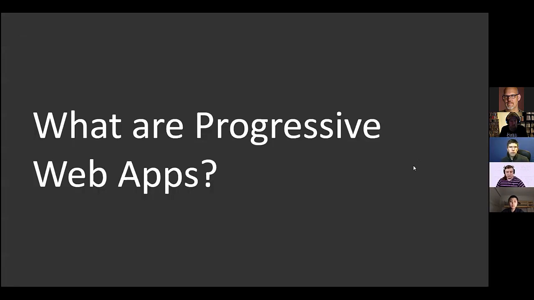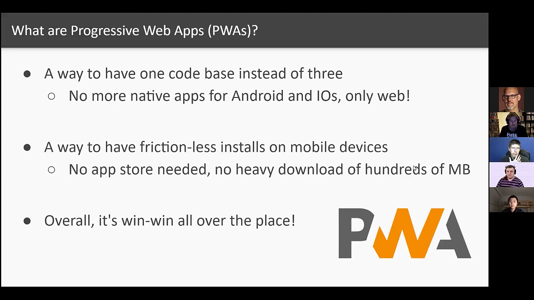So what are progressive web apps? The main idea behind a progressive web app is that instead of having to create a web app, an Android application, and an iOS application, you're just going to have a web app. You're just going to create one JavaScript, HTML, CSS based app. And that's going to be your application for all platforms, really. That's really the idea behind the progressive web app.